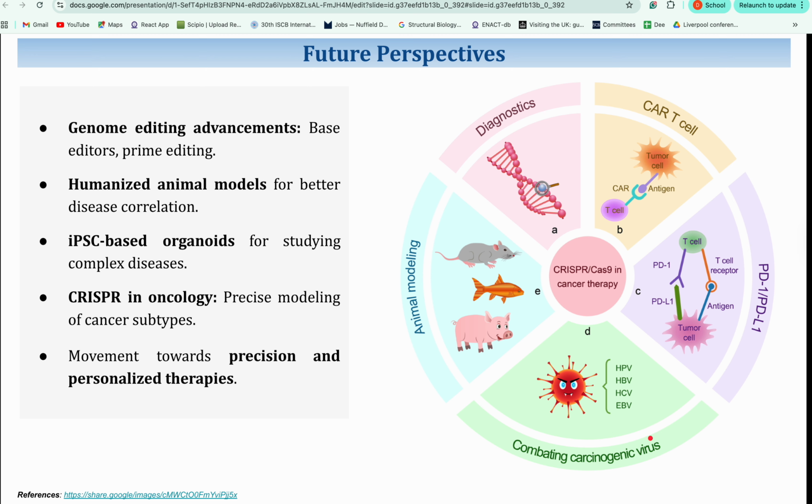Similarly, combating carcinogenic viruses such as HPV, HBV, HCV and EBV. And then animal modeling, so different animals can be used as model organisms. So in all of them we can use CRISPR-Cas9 to study the cancer state.